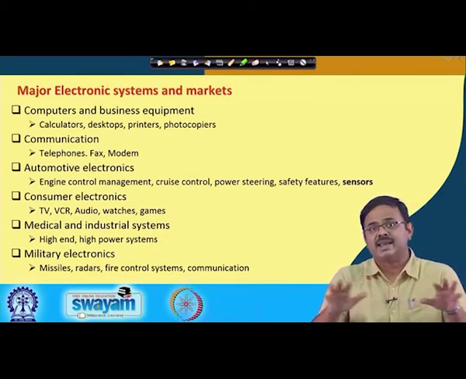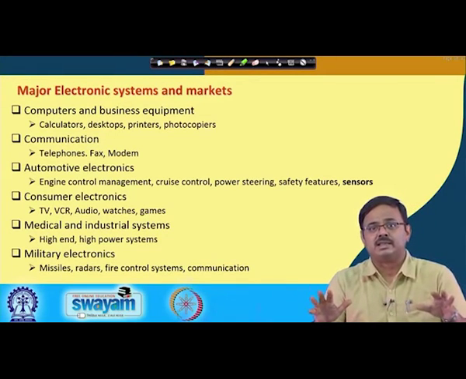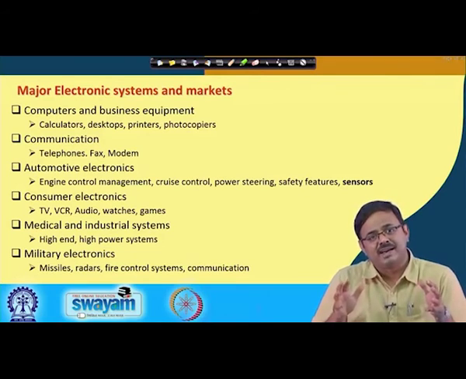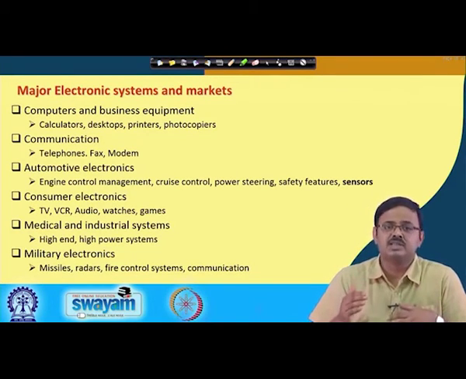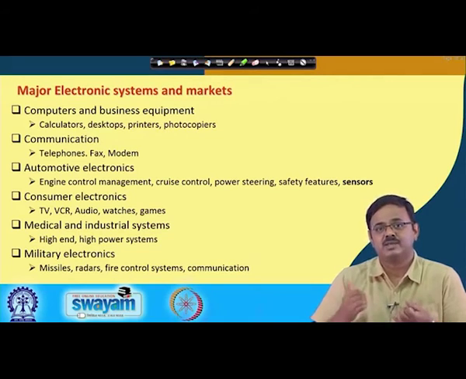So look at this gamut of domains where electronics have become so important, starting right from computers, consumer electronics, to communication, to automobiles, to medical devices, to aviation systems, to army or military systems.